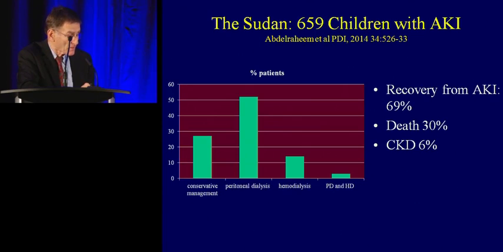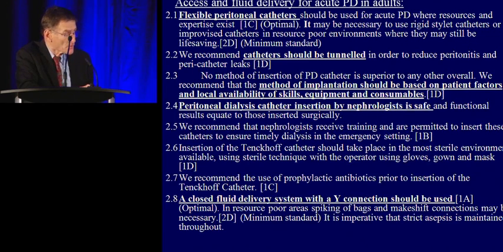659 children with AKI. The majority who needed dialysis were treated with PD. Recovery from AKI was about 70%. Death rate was 30%. 6% went on and got CKD. So the idea of using PD for AKI in the developing world really works, and this was a very nice paper to complement the guidelines which we published.